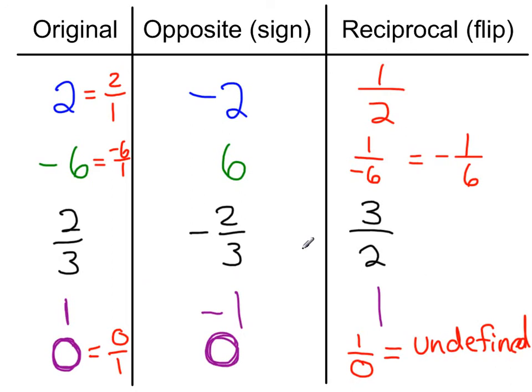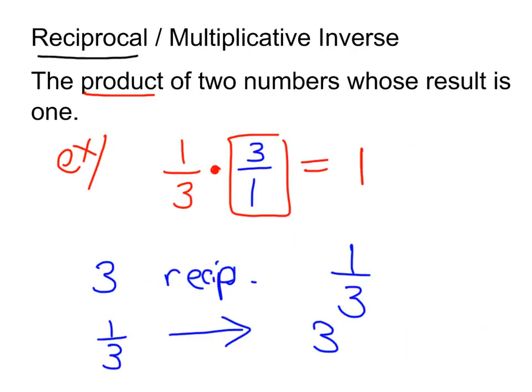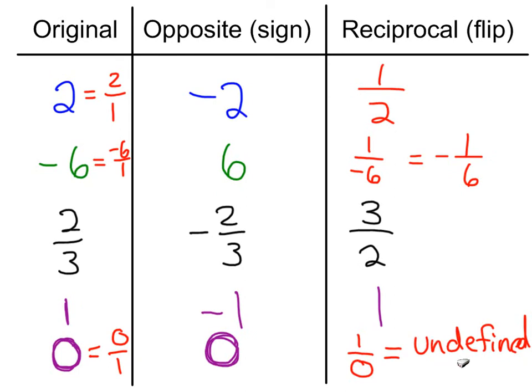So 0 has no reciprocal, which should make sense to us. Think about our definition. And let's scoot back to it. The product of two numbers whose result is 1. So we're trying to think of 0 times something, which gives us 1. But 0 times anything, it doesn't matter, is always 0. So that kind of nullifies our search. That's why 0 has no reciprocal. It is undefined. So you either say no reciprocal or you say it's undefined. Either works for me.